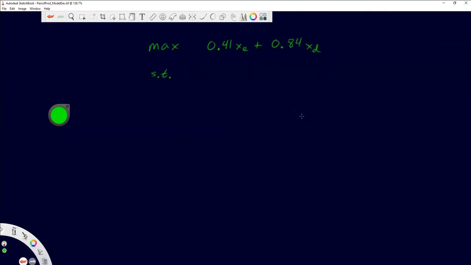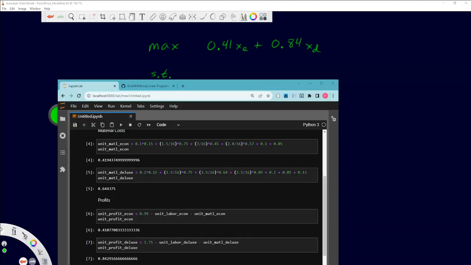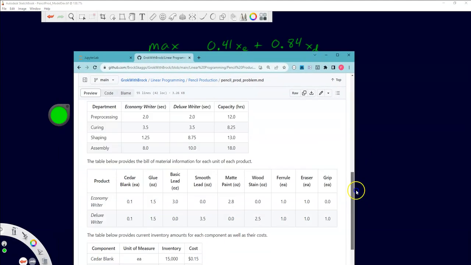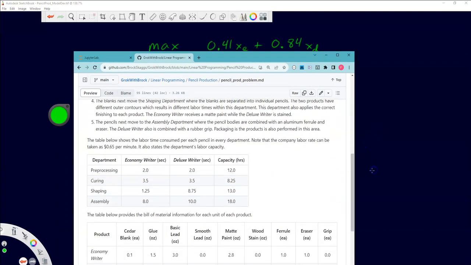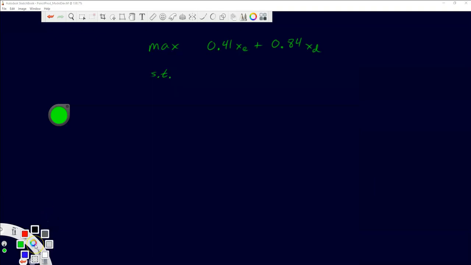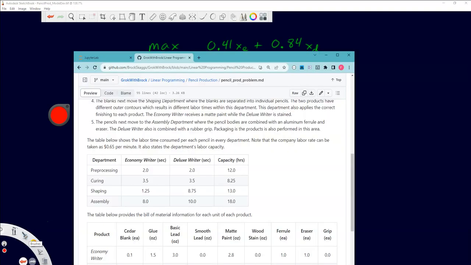And so our constraints are going to be associated with both labor as well as material. So let's start with the labor constraints first, and maybe we'll make that in a different color here. Let's make our labor constraints red. So we have to make sure we don't violate any of these capacities. And so we've got these in hours, so we'll keep these in hours as well. So one thing we could say is, well, for the amount of economy writer pencils I make and the amount of deluxe writer pencils I make, I need to make sure that I don't exceed 12 hours.